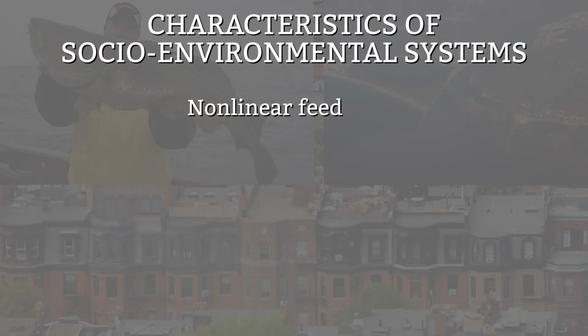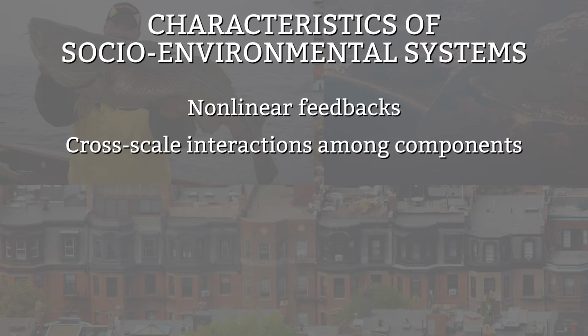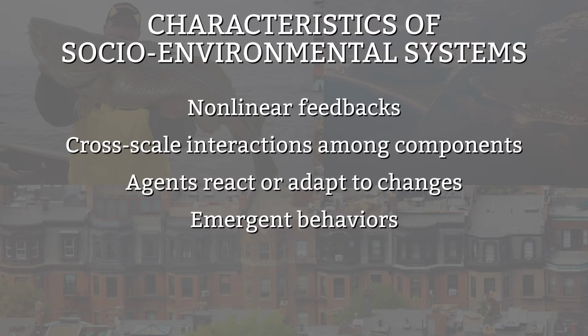Feedbacks are the most difficult part in studying socio-environmental systems. They are typically nonlinear, and for socio-environmental systems, they occur across different temporal and spatial scales. Some processes and feedbacks occur slowly, over decades or longer, while others happen very fast. The components of the system, often called agents, react to changes, but the overall behavior of the system emerges from the combined interactions and feedbacks.